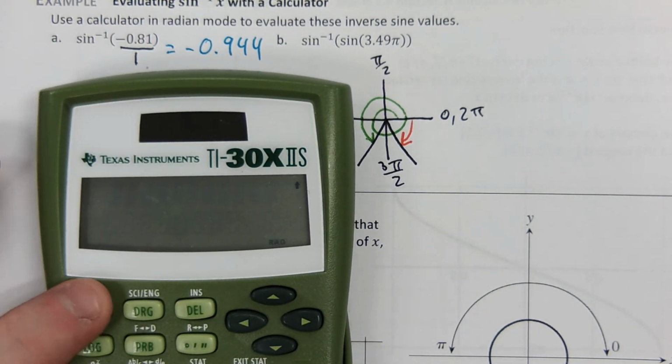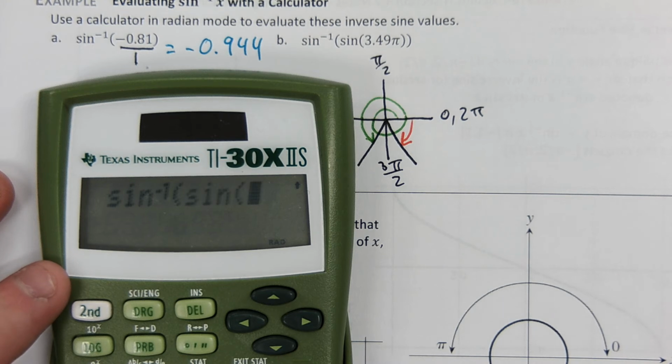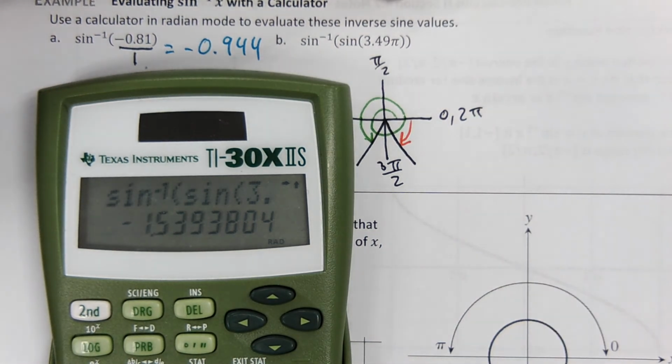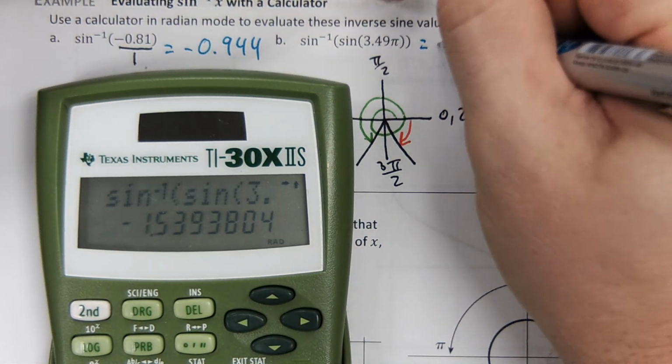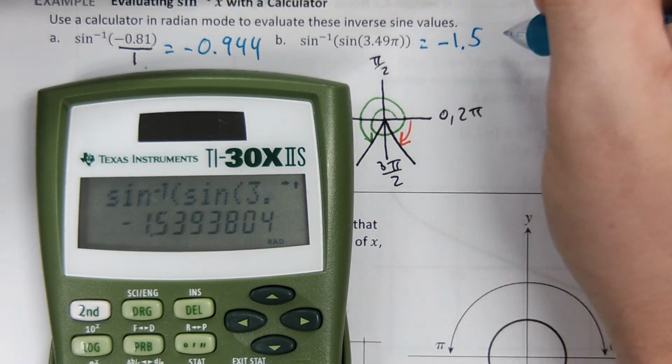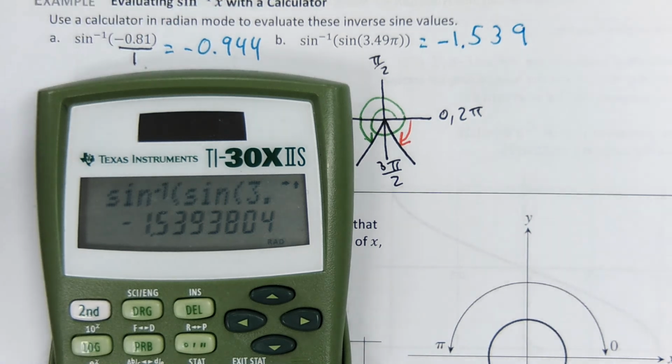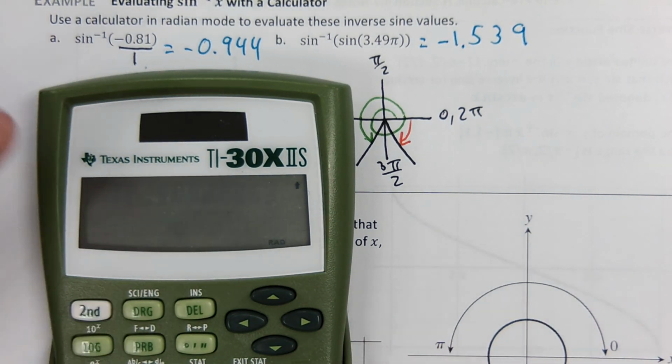So we say second sine inverse of the sine of 3.49 pi. Close up the sine inverse, and get negative 1.539 radians. And there it is. That's all we had to do for that one.